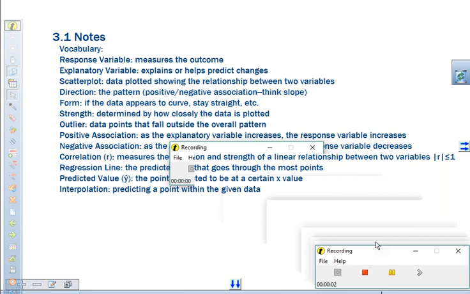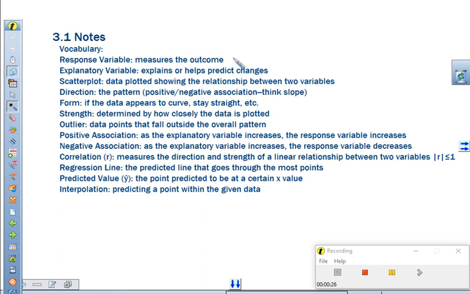So here are some vocabulary that I would like you to have in your notes. And you can pause this video and write them down. But just remember that the response variable measures the outcome. In the past, you would have referred to this as your Y versus the explanatory in the past would be your X.